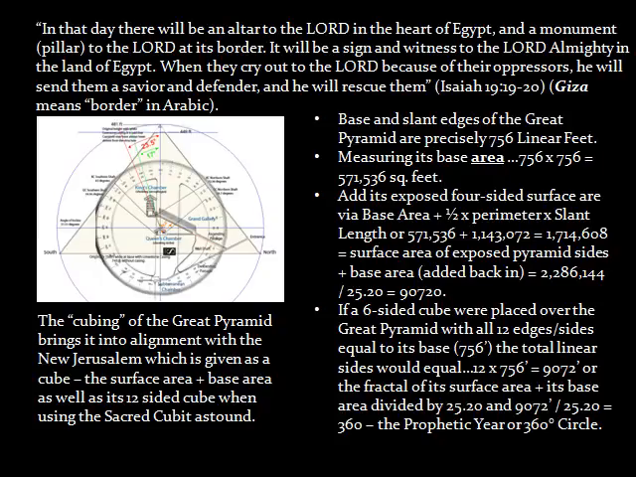The base and slant edges of the Great Pyramid are precisely 756 linear feet, measuring one side of the base. 756 linear feet times 756 linear feet will give you the base area of the Great Pyramid at 571,536 square feet. Now add its exposed four-sided surface, or the base area plus 1/2 times the perimeter times the slant length.